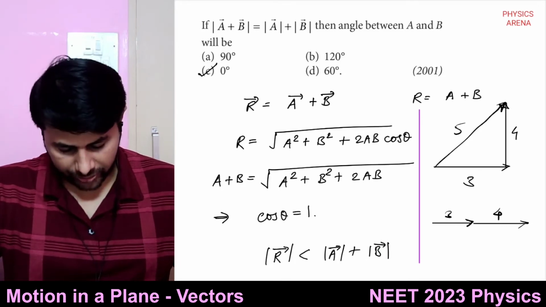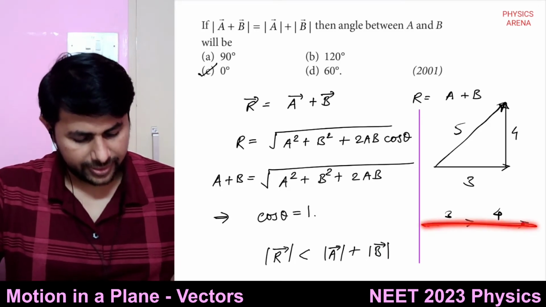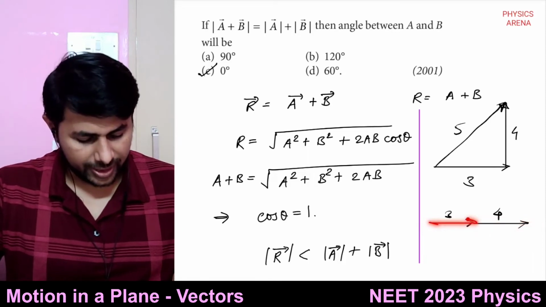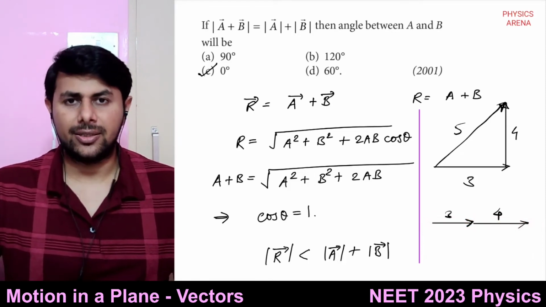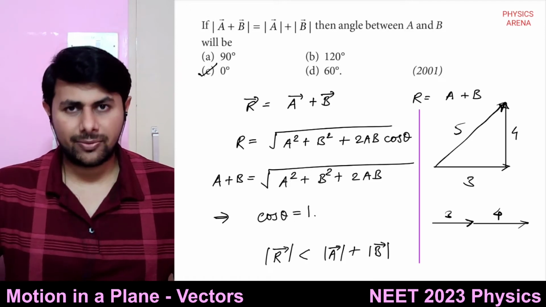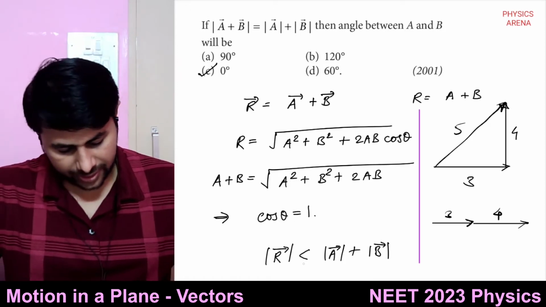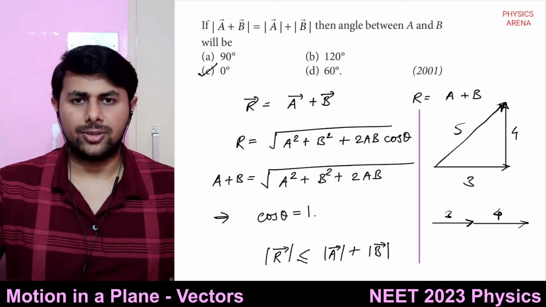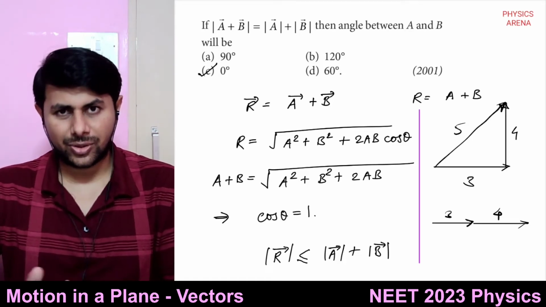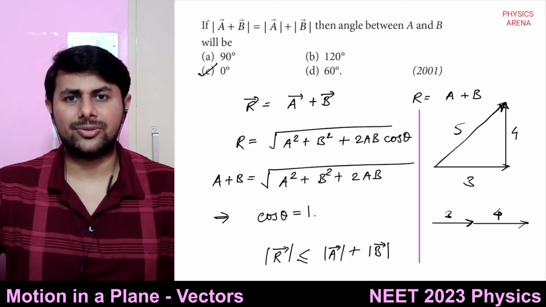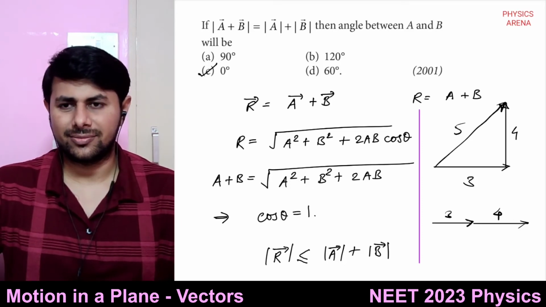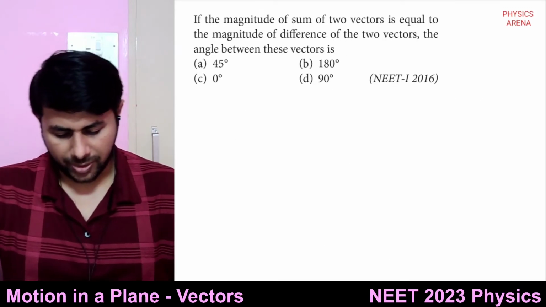But if we want to include the case where A bar and B bar are along a straight line, then the magnitude of the resultant will be equal. So I can say this is the general rule: the magnitude of the resultant of the addition of two vectors is less than or equal to the sum of the magnitudes of the two vectors. This is clear. Let's move on to the next problem.